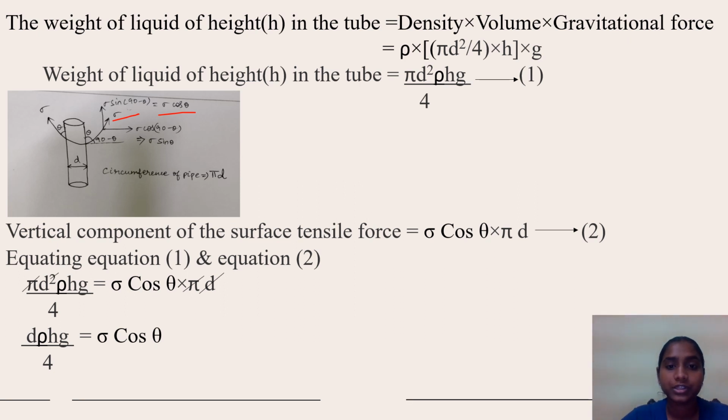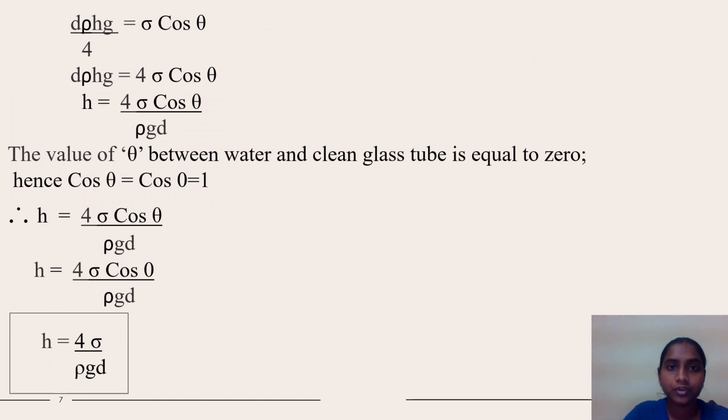Next, equating equation 1 and equation 2, we get pi d square rho hg by 4 is equal to sigma cos theta into pi d. Here, pi gets cancelled, d one time and d one time get cancelled. We get d rho hg by 4 is equal to sigma cos theta. Since we are deriving the equation for capillary rise, we have to formulate the equation for h. For this, upon doing the calculation, we arrive at h is equal to 4 sigma cos theta by rho gd.